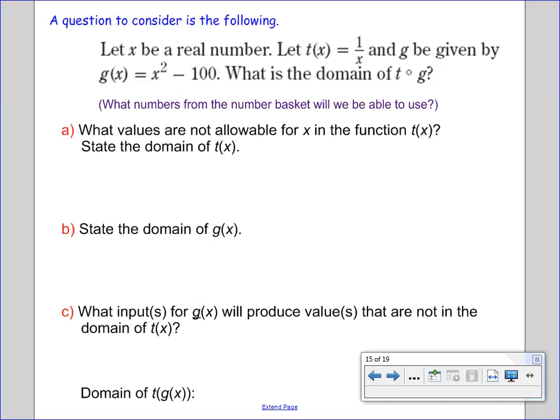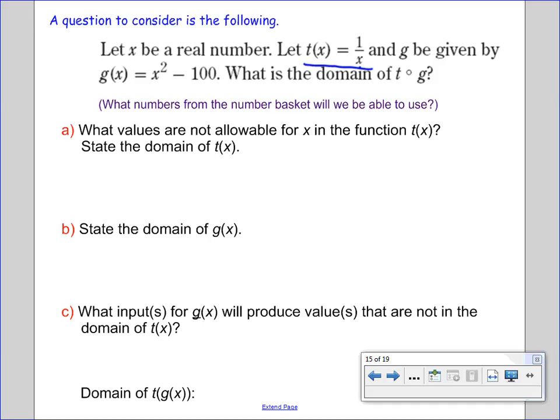Letter A, what values are not allowable for x in the function t of x? So everybody will go ahead and focus in on t of x. And remember, our domain asks us what values are we allowed to plug into my function. And sometimes it's easier to consider what values of x are not allowed to be plugged into my function rule. So what do we think might be some problem values for t of x? Margot? 0. 0, the x value? How come? Good. We can't have a 0 on the bottom of a fraction.